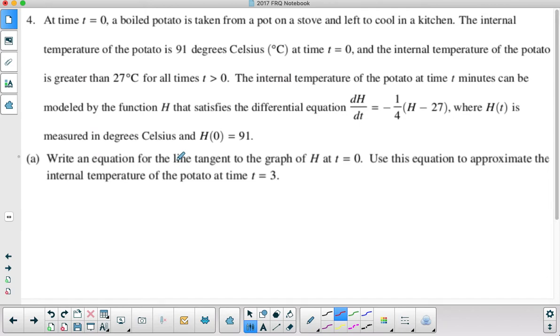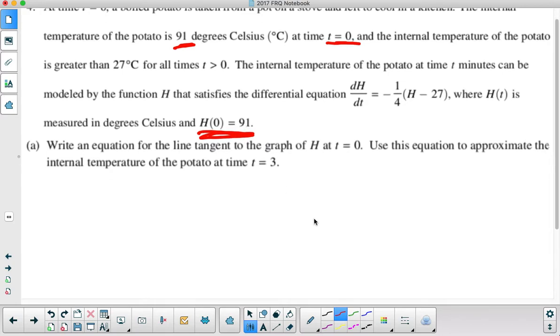All right, number 4. There's a lot of words in here. You guys can read those words. I'm not going to read them all out for you, but basically what we're looking at here in part A, we want to write an equation. I do want to point out a few things. The internal temp of the potato is 91 degrees at t equals 0. We see that show up down here in another form. It means the same thing. H of 0, where H is your temperature, equals 91 degrees. We're going to be using that in this first problem.